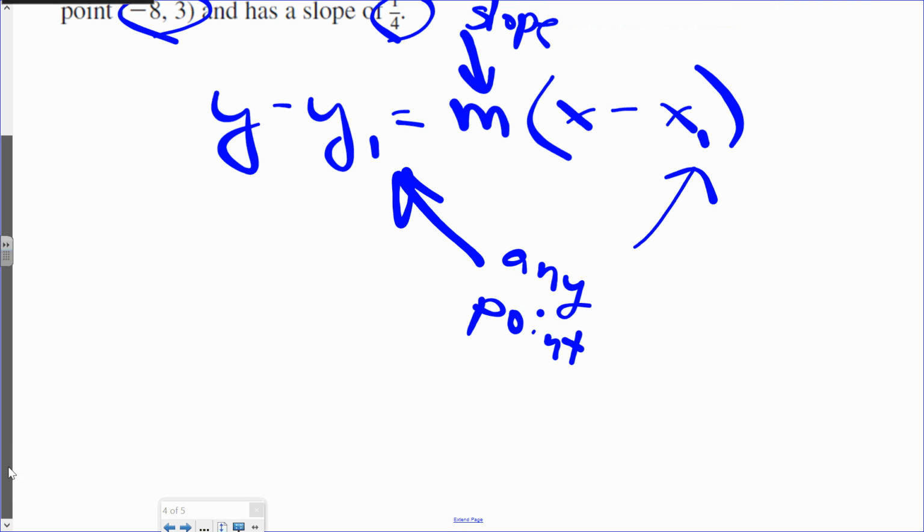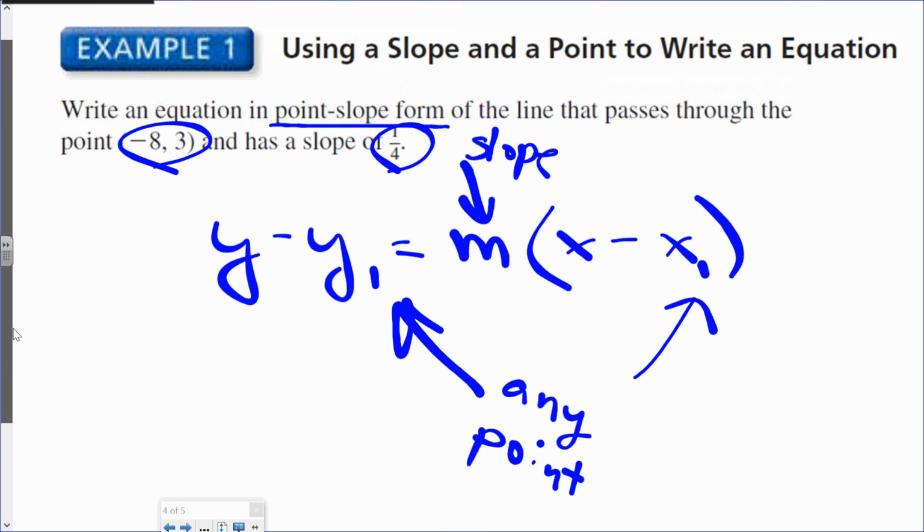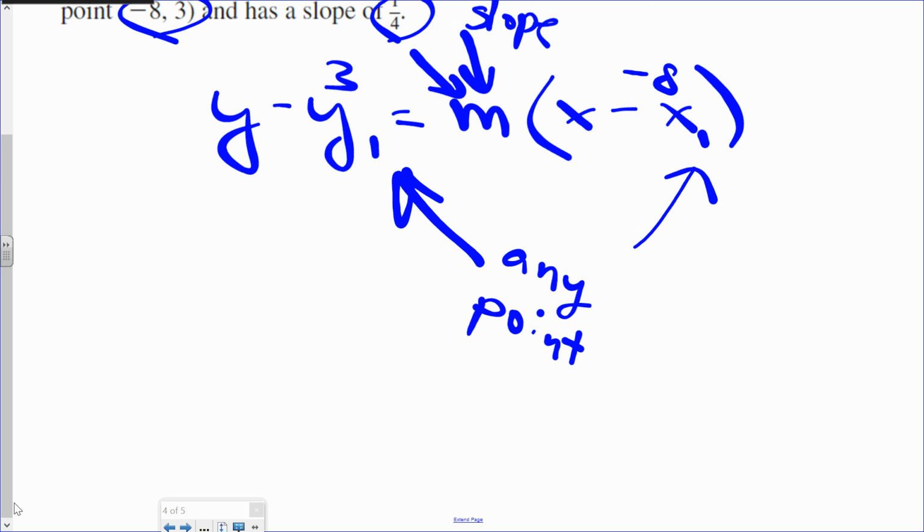Here we go. So the -8 will go right here. The 3 will go right here, and the slope of 1/4 will go right there, and we're done. It's really this easy. I should be ashamed of myself for giving you something so easy. Shame on Mungia.